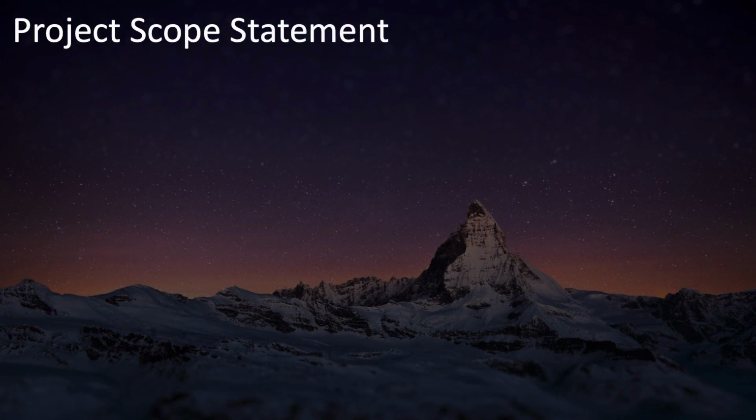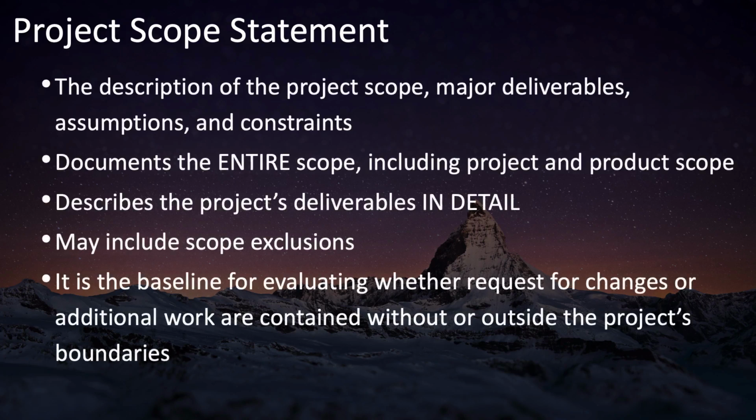What is the project scope statement, and what are some of its characteristics? The project scope statement is the description of the project scope, major deliverables, and assumptions and constraints. It documents the entire scope, including both project and product scope. It describes the project's deliverables in detail.